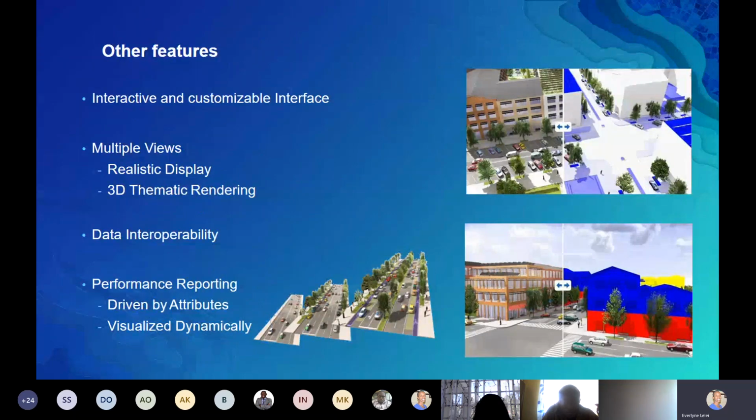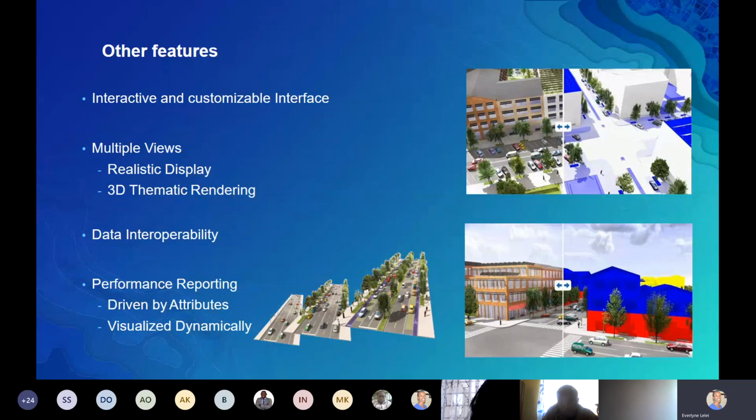So looking at some of the other features that we have within ArcGIS CityEngine. The interface is quite interactive and customizable. So once you apply a rule to a particular geometry, you can actually see the changes on the fly. If you apply rules to a building or to a street, you can see the changes, and you can also customize the user interface. You can adjust it, you can change it. We'll be able to see that shortly.